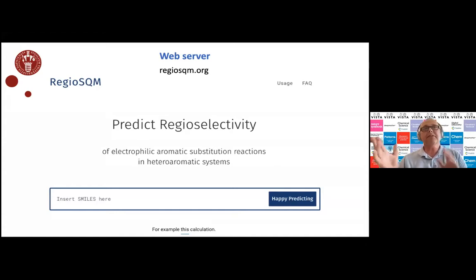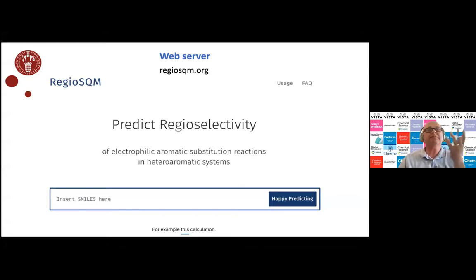I was reminded of this when we talked about education just now in the era of automation. We're also using it in education here, and I'm told that occasionally the answer to the question, where do you predict the bromination to happen and why, will be: here, because RegioSQM told me so. It's a calculator of sorts. This is freely available.